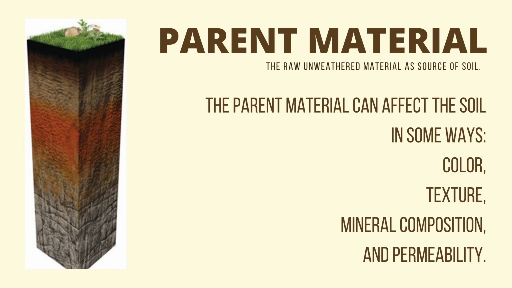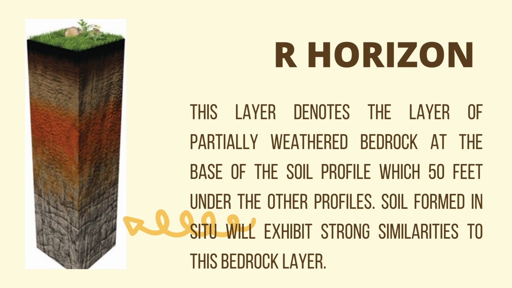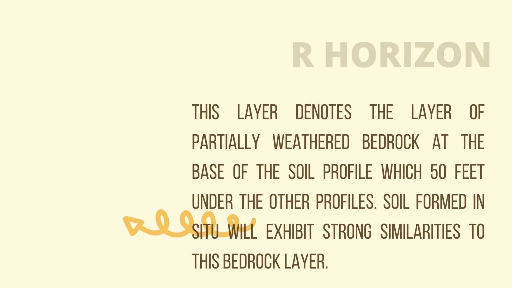The parent material is the raw unweathered material as a source of soil. The parent material can affect the soil in some ways: color, texture, mineral compositions, and permeability. The next horizon is the R horizon, the layer of partially weathered bedrock at the base of the soil profile, which is 50 feet under the other soil profiles.